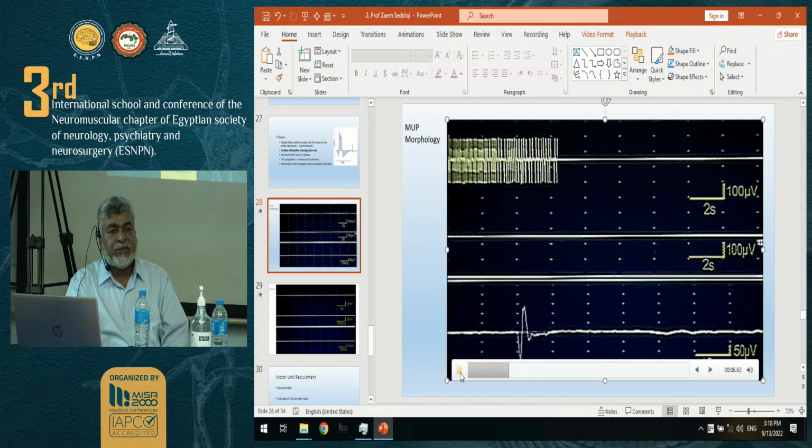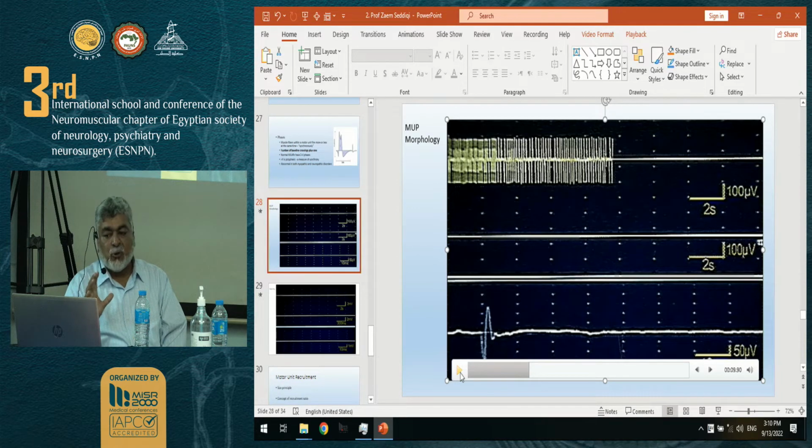It's not regular, but there's a rhythm to it. Do you recognize that motor unit? It cannot fire slower than 4, 5, 6 hertz. Okay, anything which is firing slower, it's not a normal motor unit. There's a particular rhythm to it. Okay, one more time.